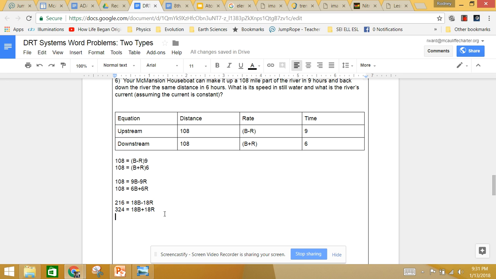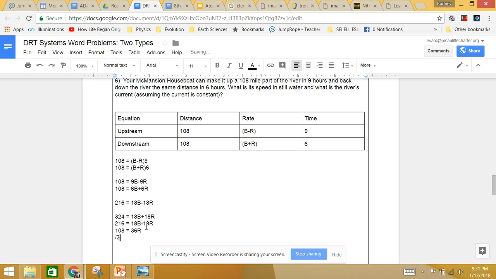So I'll start off by subtracting because I can get rid of the boat speed and find the river's current. So 216 minus 324. I'm going to reverse that. I'm going to copy that down here. I'm going to do the subtraction this way, so I end up with a positive number. So I subtract 216 from 324, and I'm going to get 108. And that's going to equal, this part is 0, and 18 minus negative 18 is 36. And that's 36 times r.